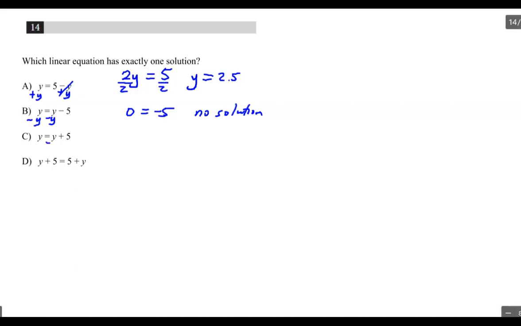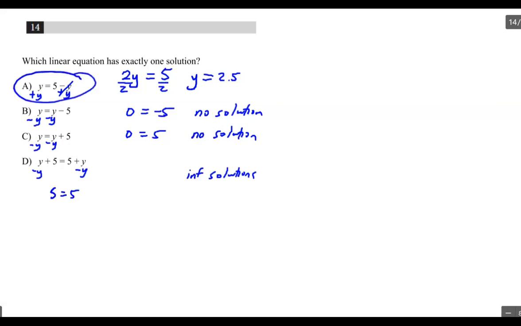On the next one, if I subtract the y from both sides, I get 0 equals positive 5. False statement. That equation has no possible solution. And this bottom one, if I take away y from both sides, I get 5 equals 5, which is a true statement, but that means I could plug anything in for y. So that is infinite solutions. So it looks like the only one with one solution was A.